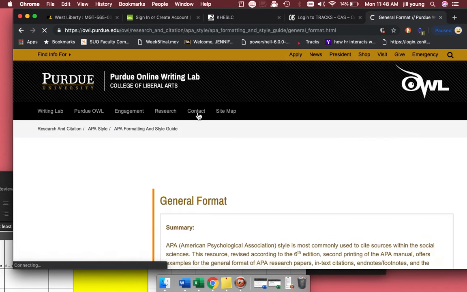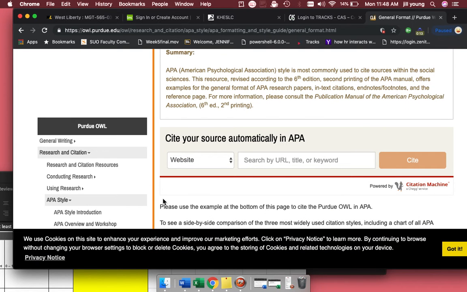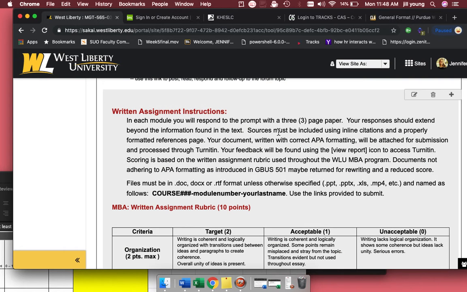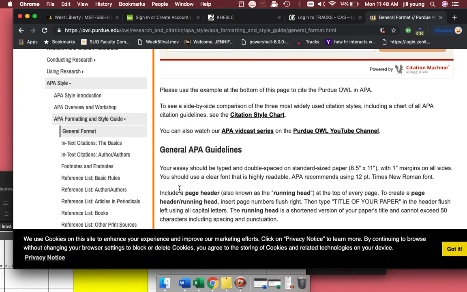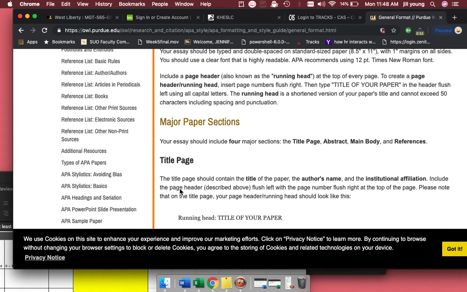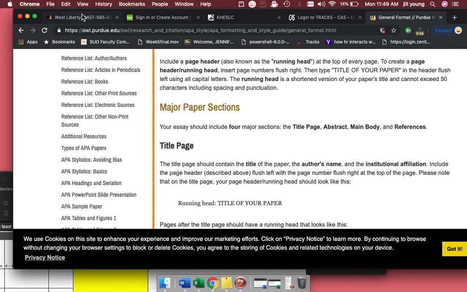I use the formatting and style guide. It's a great resource. This is what I would use. You can use another source if you have a better one. I don't care, but I just want to make sure that you know there are resources out there for you to use. This one lets you automatically do it through Citation Machine, but I prefer that you just make sure that you know how to do it manually.